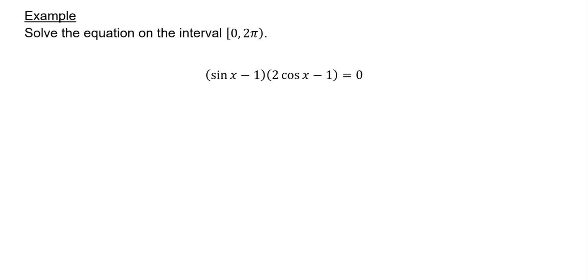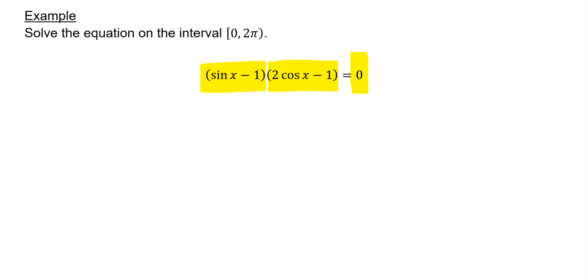So this one looks a lot different. Sine of x minus 1 times 2 cosine of x minus 1 equals 0. So two things to notice, maybe more than two. Notice that we have two trig functions, right? Sine and cosine, two separate ones. Also notice this is already factored, right? Something times something, this is already factored. And then also notice it's equal to 0.